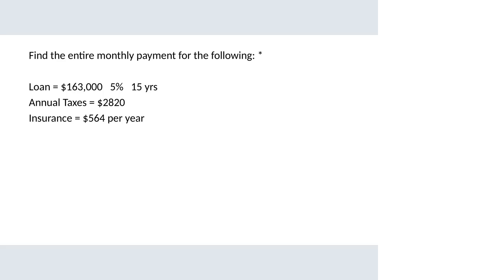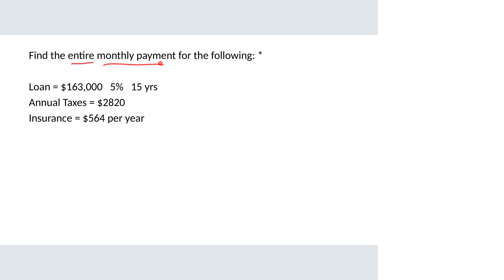Find the entire monthly payment for the following. The loan is $163,000 at 5% for 15 years. The annual taxes are $2,820 and insurance is $564 per year. And what you're after is the entire monthly payment.